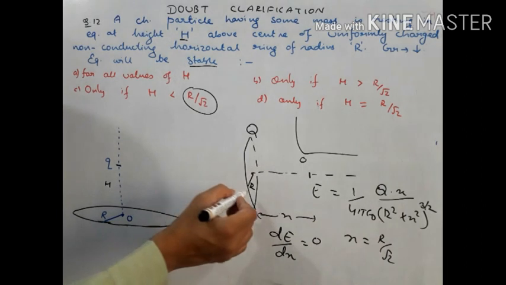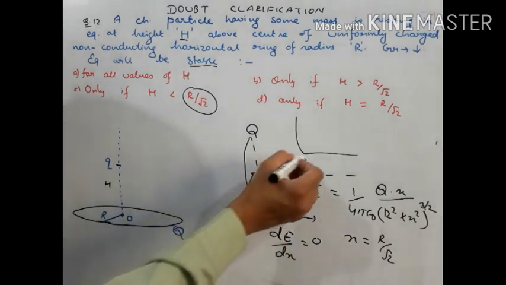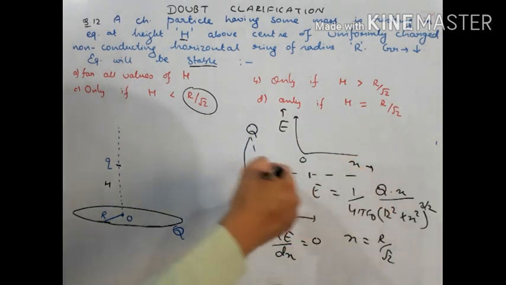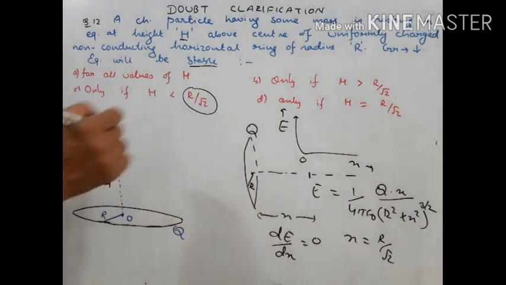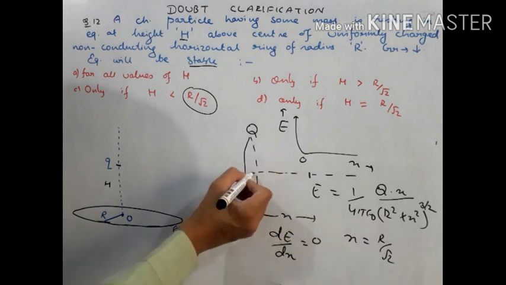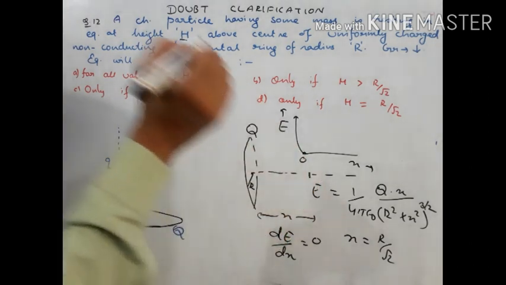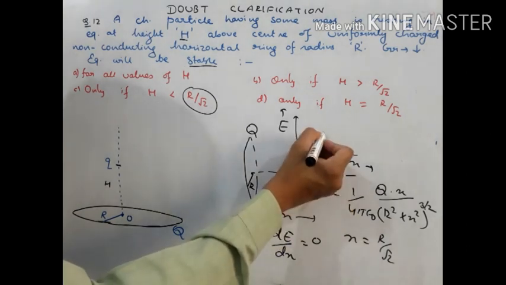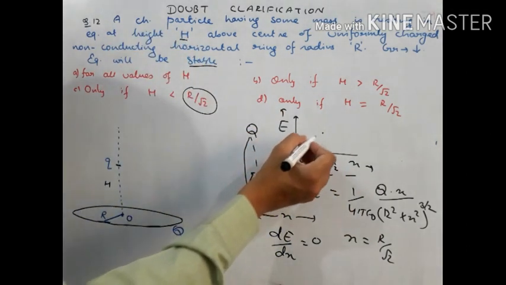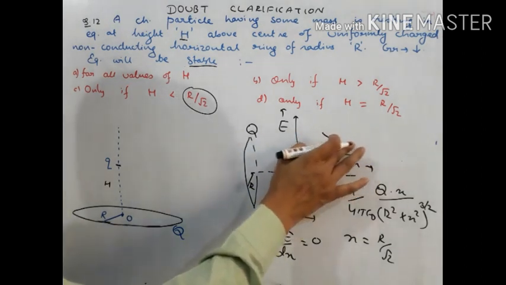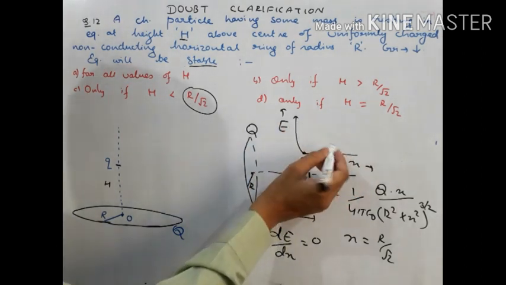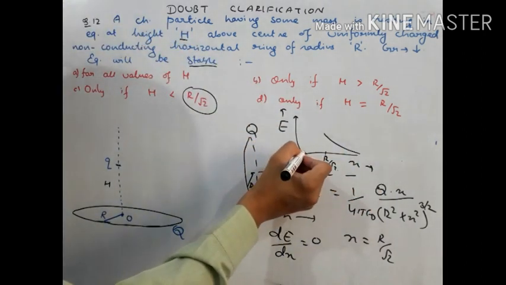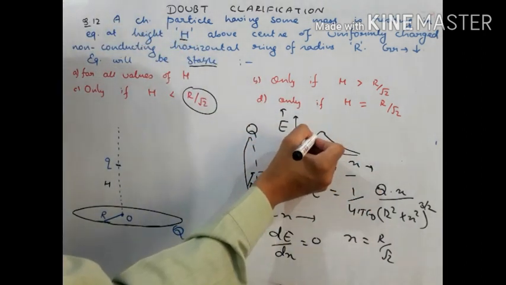This is electric field along the y-axis, and this is x. X is the distance from the center along the axis. At the center of the ring, you know electric field is 0, and at x equal to R by root 2, electric field is maximum. So the graph was something like this. After R by root 2, it will decrease, and before R by root 2 also it decreases.